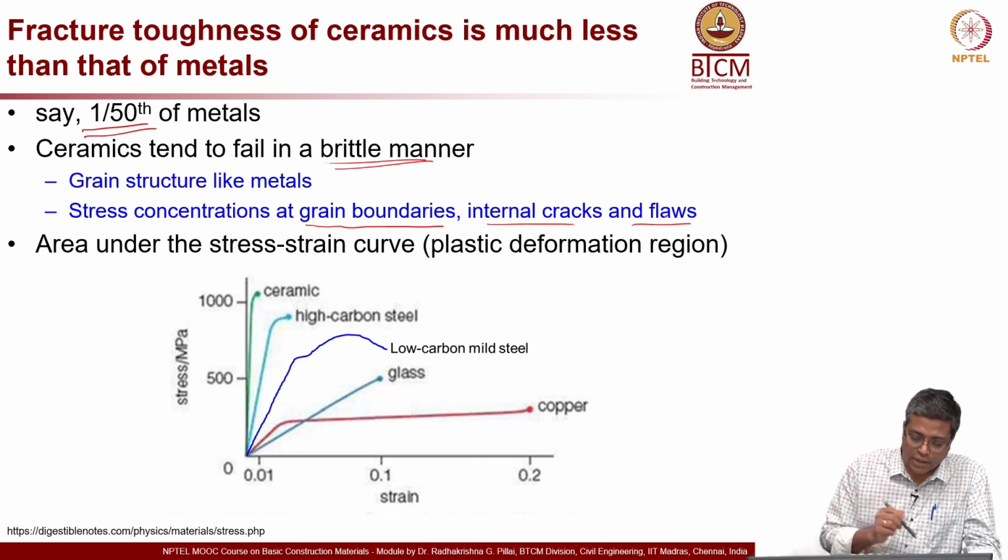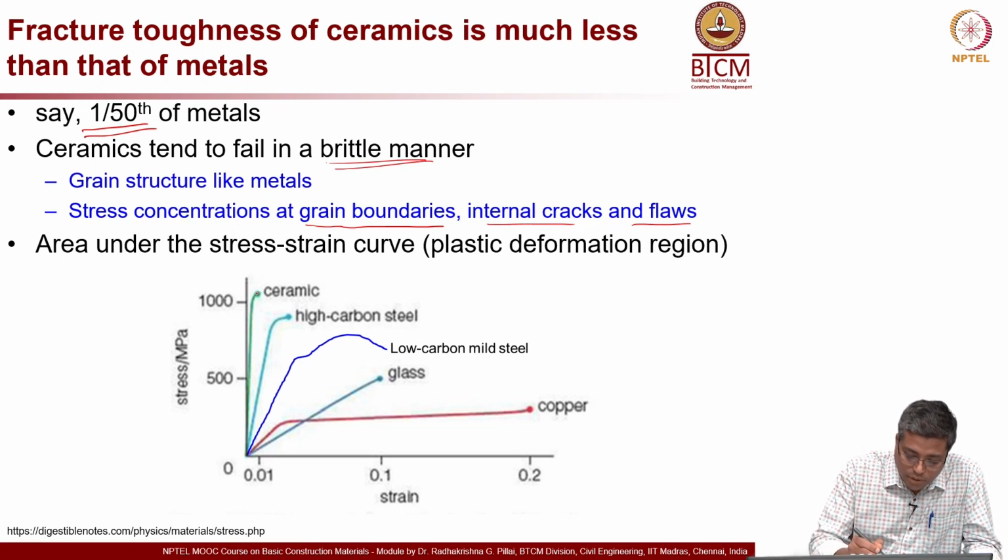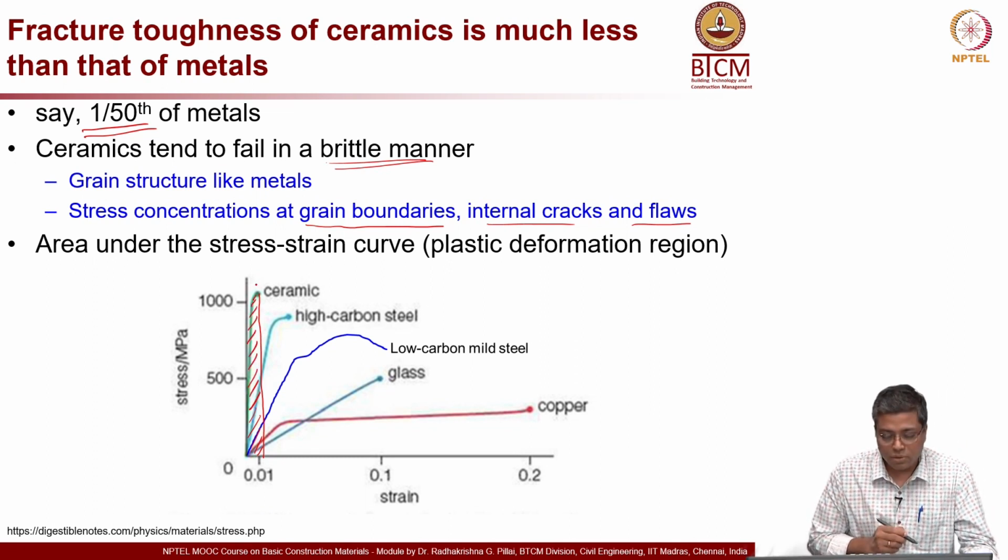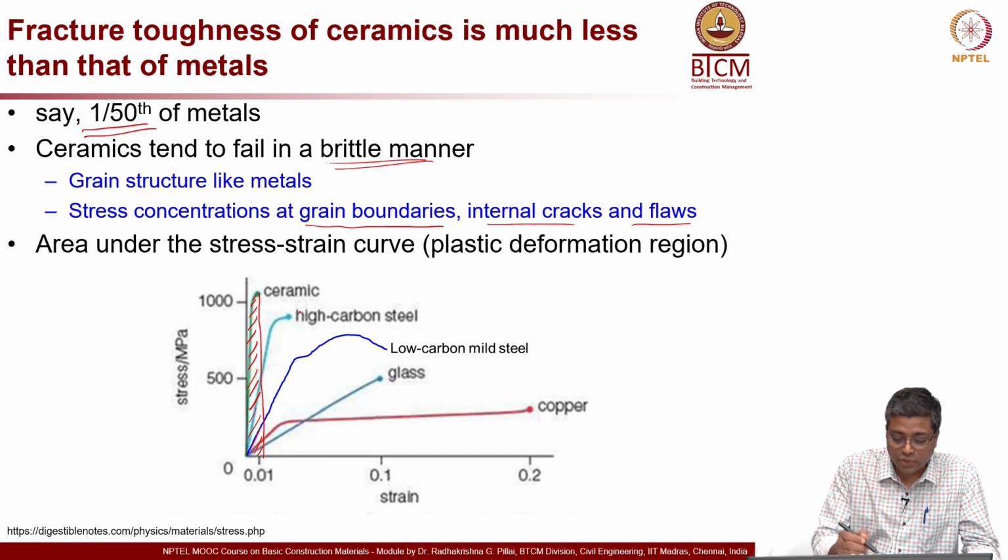Now, let us look at an example graph here. You can look at this graph. So, this is a ceramic material, the first curve. You can say this is a vertical line if I draw it there. So, I can say this is the area under the curve for that, right, area under the curve. And if I compare that with, let us say, high carbon steel, or let us say low carbon steel if I take.